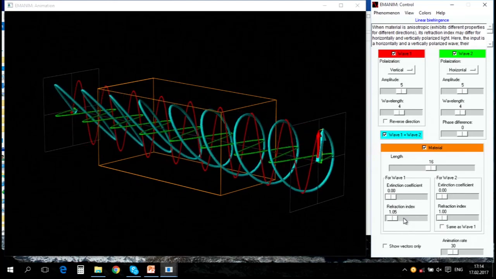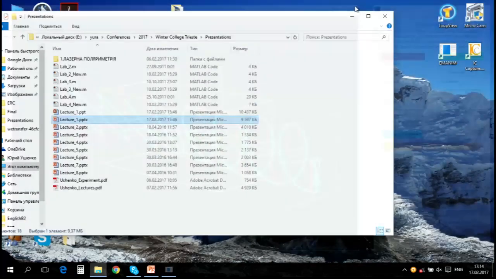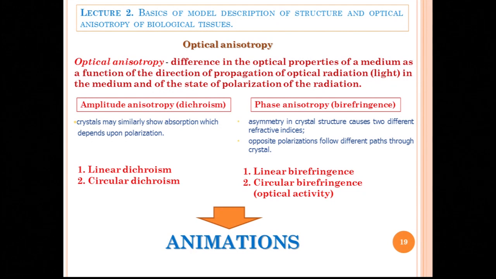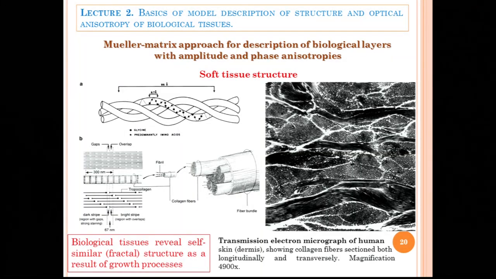So we should do something with this in our experiments. We should know what we are measuring and what is the process in the object that brings these changes, yes? Okay, so briefly, here you can see a soft tissue structure.